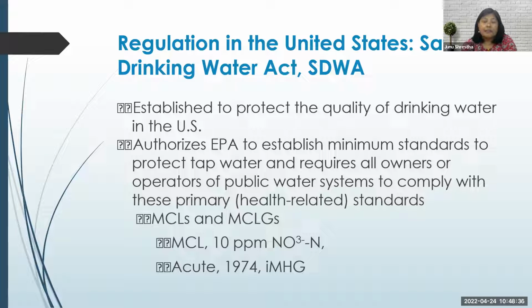So the maximum contaminant level of nitrate in drinking water is 10 parts per million, and nitrite is 1 part per million. And it only applies to municipal water systems. People who are drinking water from private wells, or groundwater on their private property, are not regulated, but it serves as a guideline for them, as 10 parts per million is the maximum contaminant level of nitrate in drinking water.